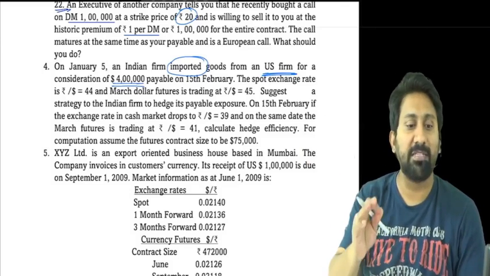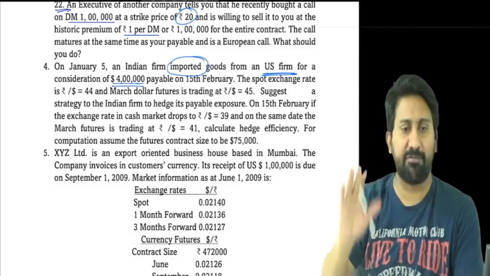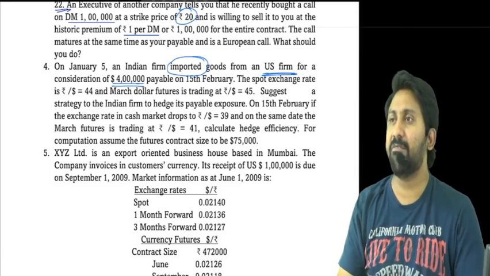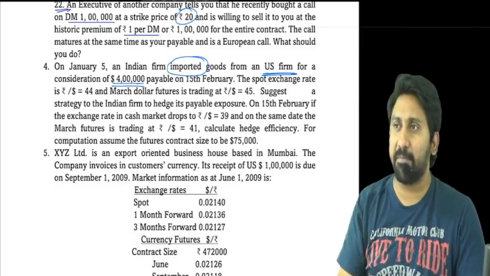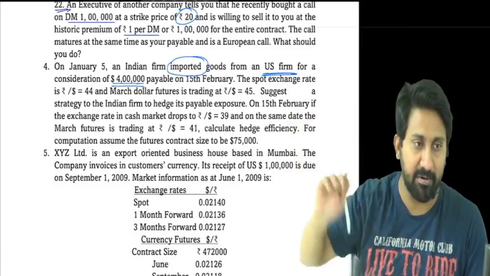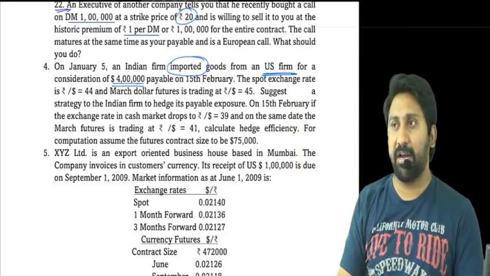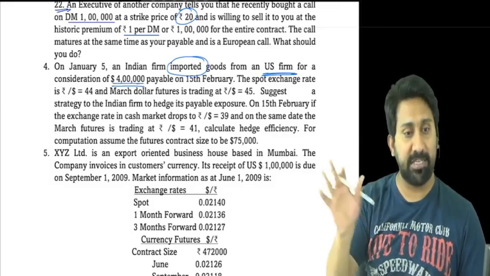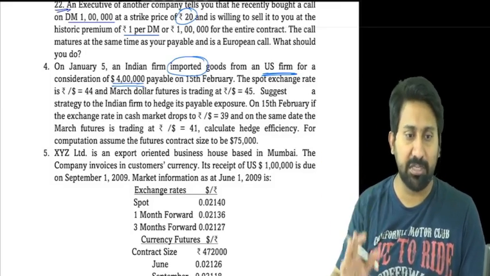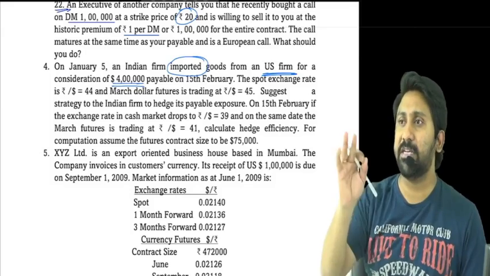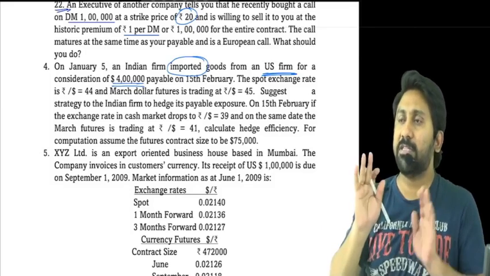One is forward hedging. We just lock ourselves to a forward and complete. The second one is money market hedging, which I will discuss after this problem. And the third one is futures hedging. Futures hedging, how to do it?